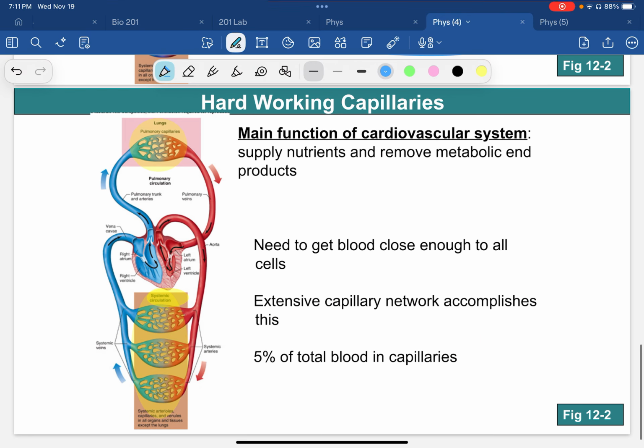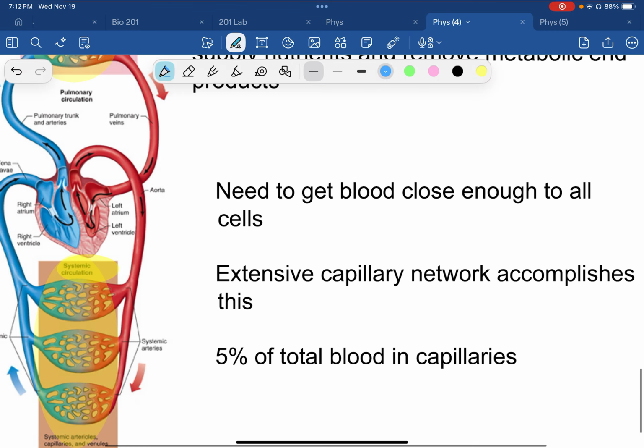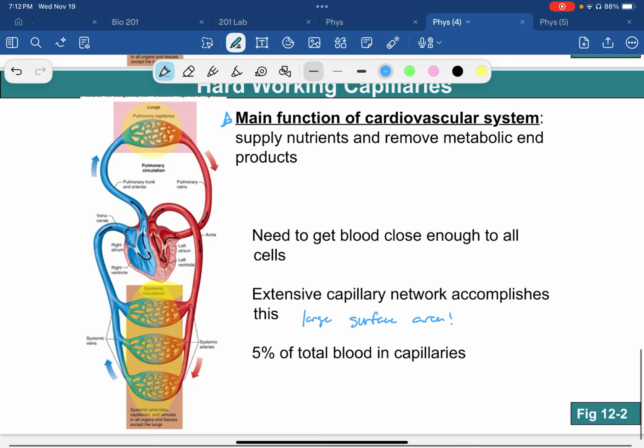And this is just the last slide here, just to summarize. And again, just a restate of that main function. And then down here, this extensive capillary network accomplishes all of this. And that's because it has a large surface area. Because although they are small, they are everywhere. And think about how much surface there is on one of those compared to just a little part of the artery or vein.